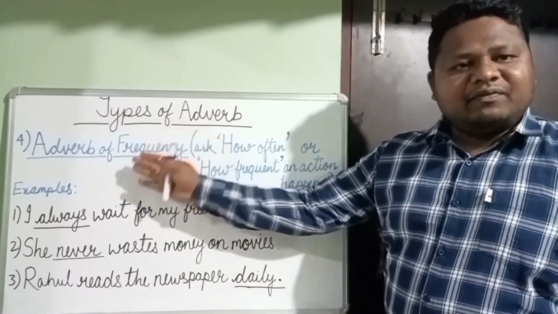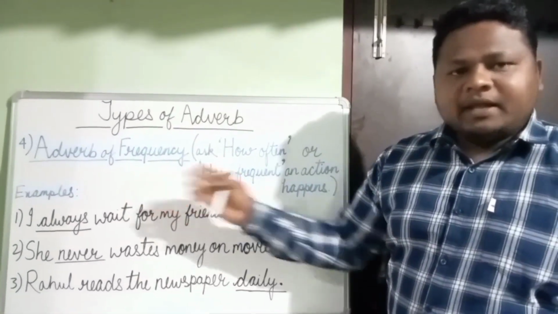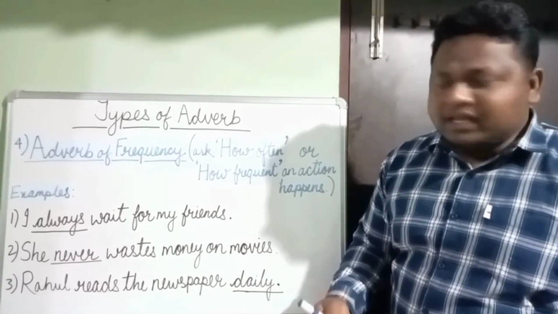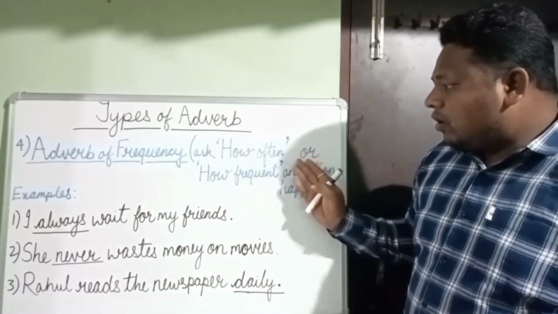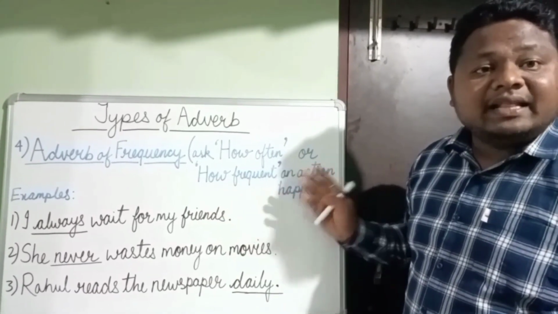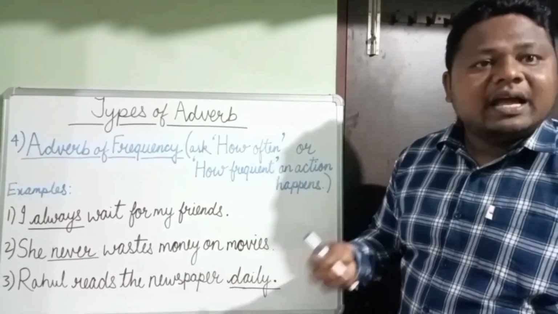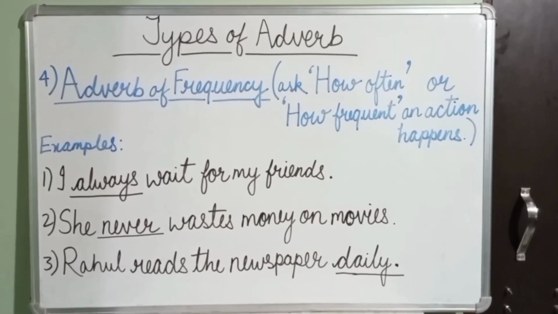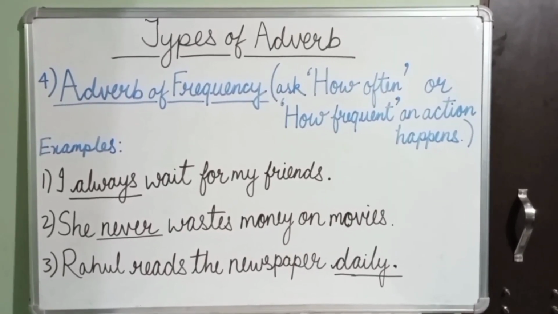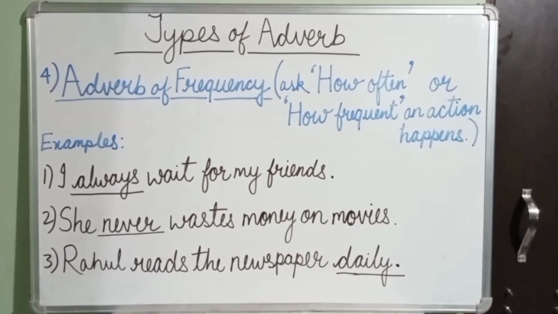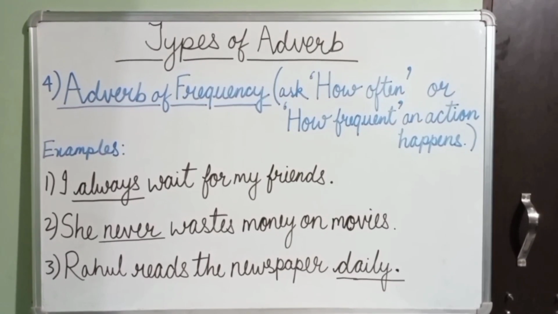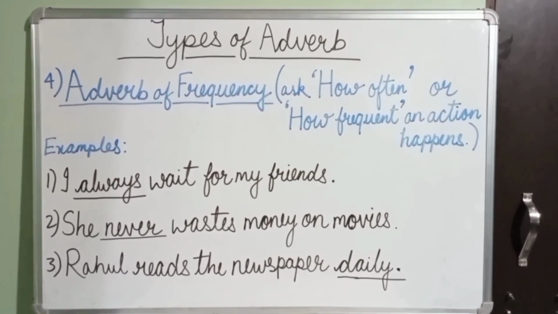Number 4, adverb of frequency. Here, the words which give the answer to our question how often or how frequently an action happens are adverbs. For example, number 1, I always wait for my friends. Ask a question. How often do I wait for my friends? The answer comes always. So always is adverb.